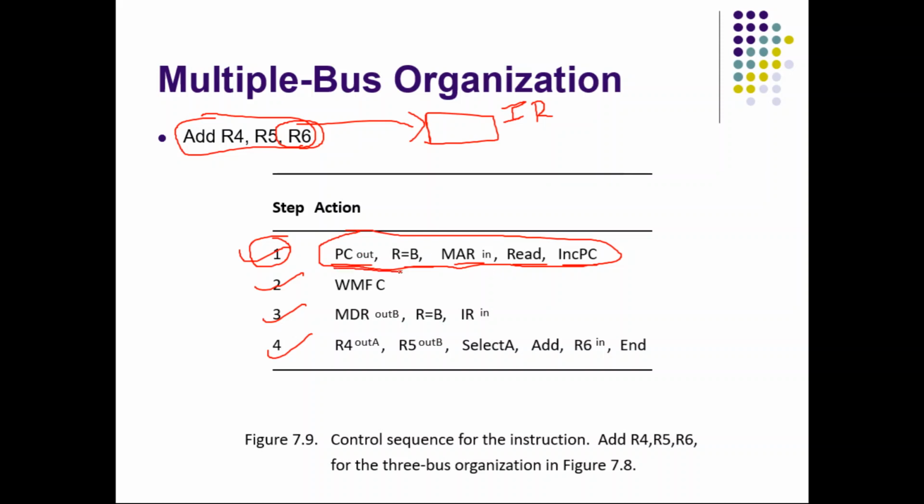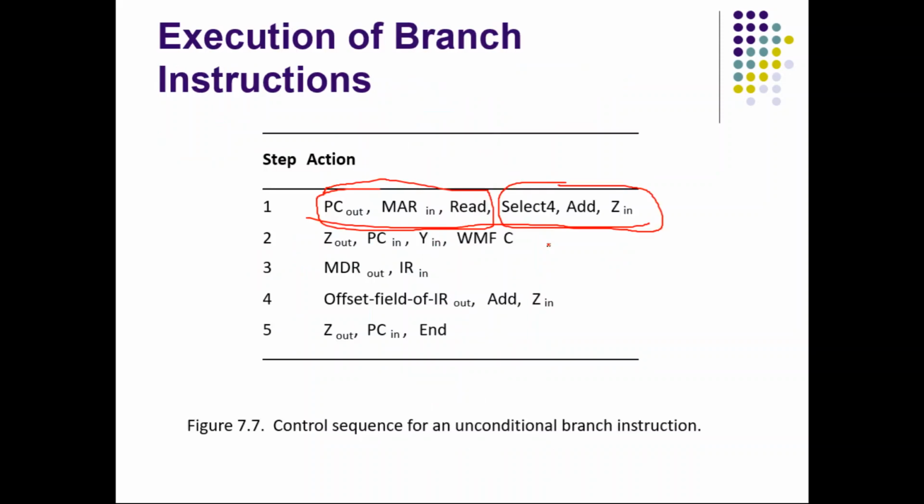Next, in the multi-bus configuration it is also the same. Whatever is in PC is moved to the memory address register, a read command is given, and we are incrementing PC. So everywhere, or you leave the last case. In the last case, PC got incremented automatically.